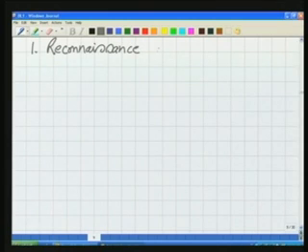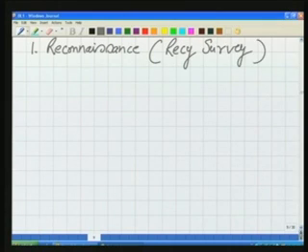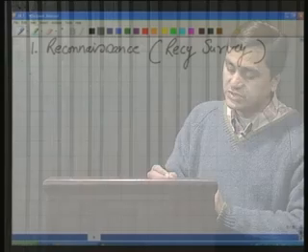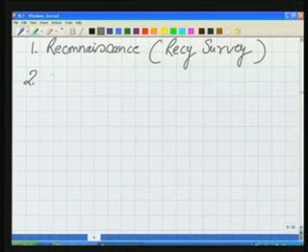Reconnaissance survey, and sometimes that is also referred to as recce. So, you go into the area, you do this recce, and by doing this recce, what do you try to do? Well, you try to have an idea of the area. And once you have done the recce, the second thing that comes into the picture is you establish a control network.